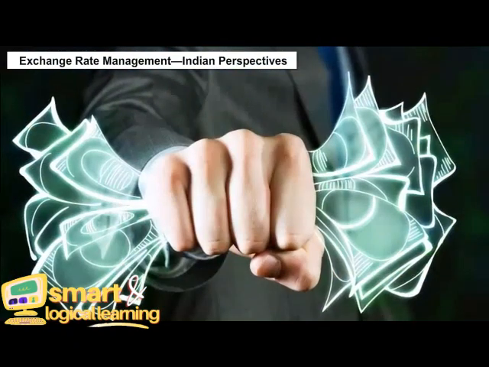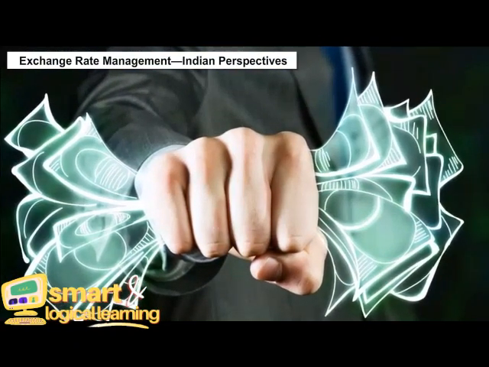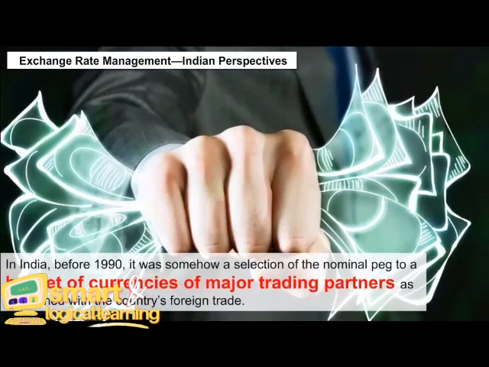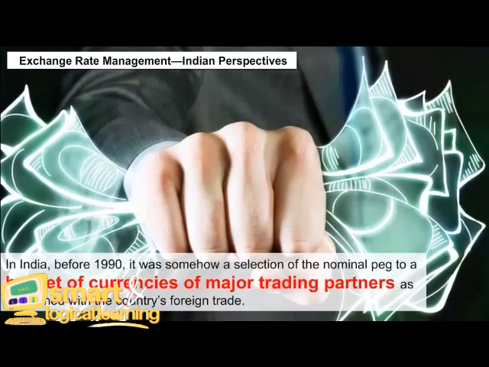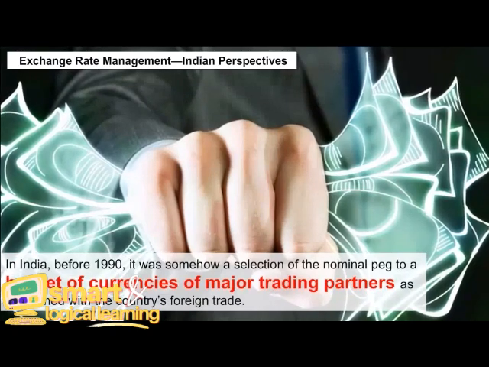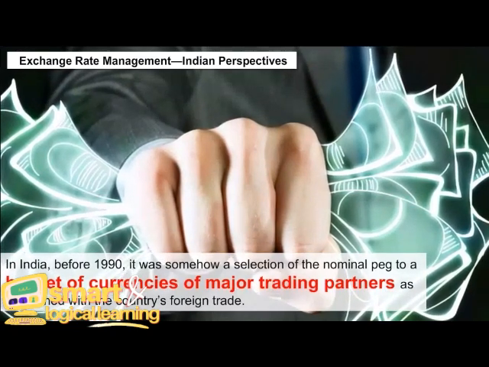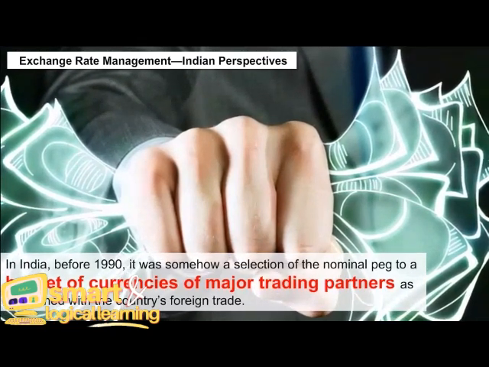Exchange rate management. Indian perspectives. In India, before 1990, it was somehow a selection of the nominal peg to a basket of currencies of major trading partners as concerned with the country's foreign trade.